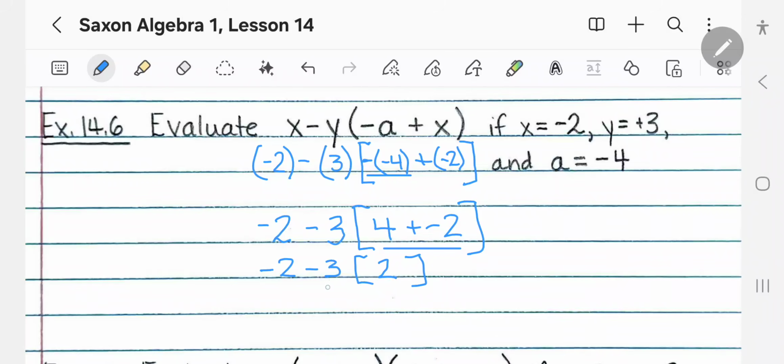Now I have a multiplication here. I'm going to copy down what's outside. 3 times 2 is 6. This is negative 2 plus a negative 6, which is a negative 8.